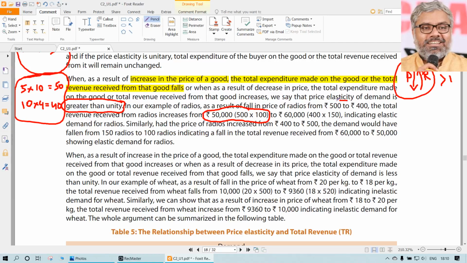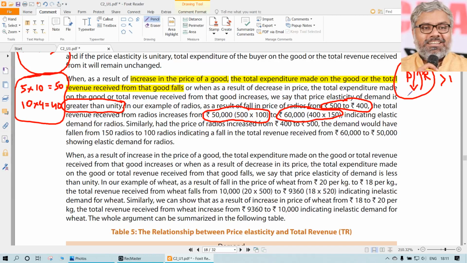Now what happened? The price reduced from 500 to 400. So when the price reduced, what should happen? The total revenue should increase. Let us see whether it increased or not. Yes, it increased. How? Because now the demand is 150 radios at a price of 400. So 150 into 400, 60,000. So what happened to the revenue totally? From 50,000 to 60,000, it has increased. So when there was a price decrease, the revenue has increased. In this example, it happened.